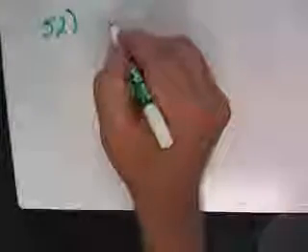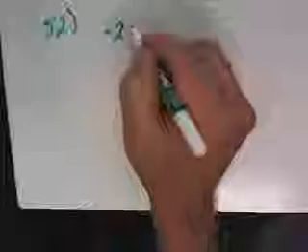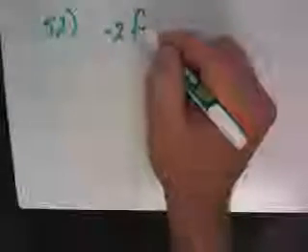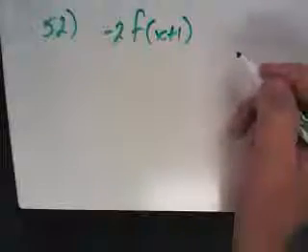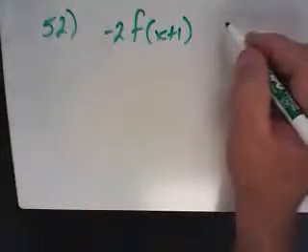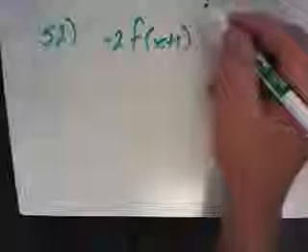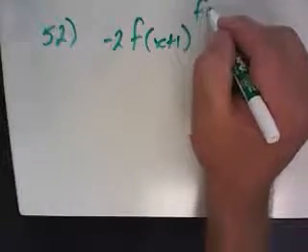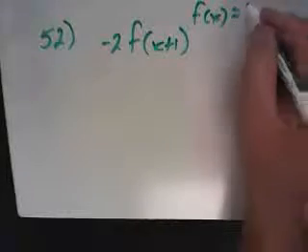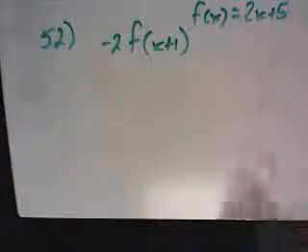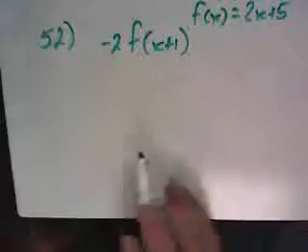Number 52, the question looks like this. We have -2, and then there's function notation there that looks like f of x plus 1. It also has at the top that f of x is equal to 2x plus 5. So let's just analyze what this is asking us to do here.